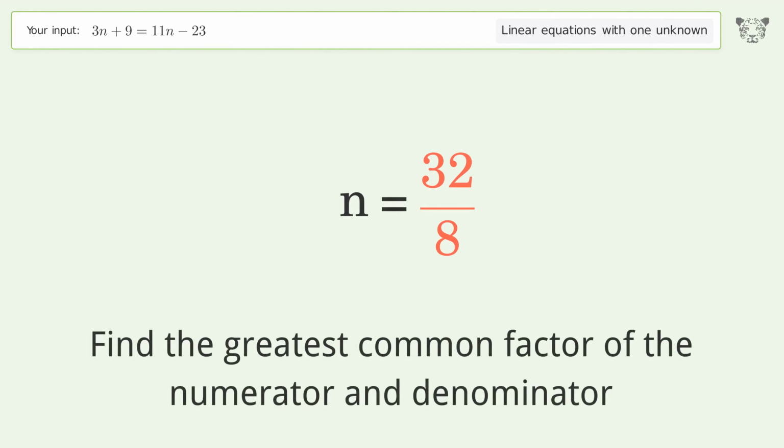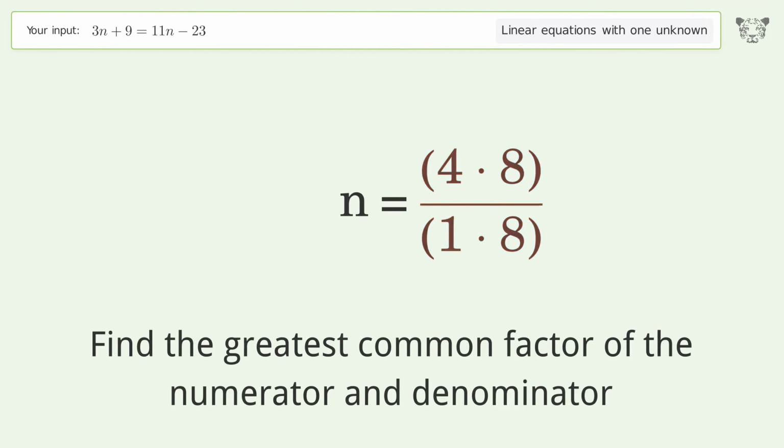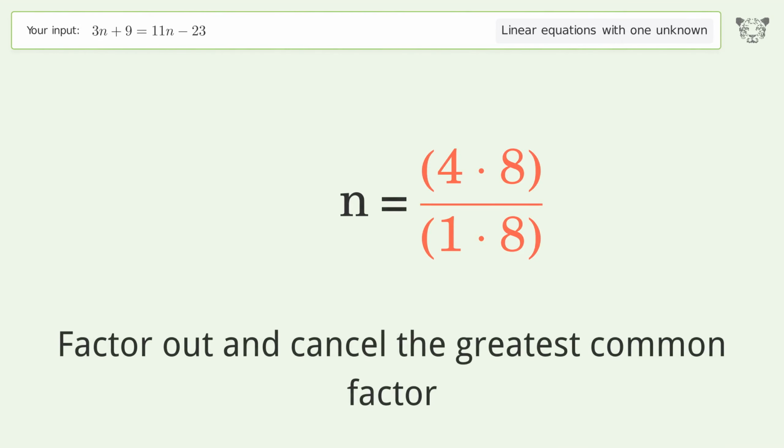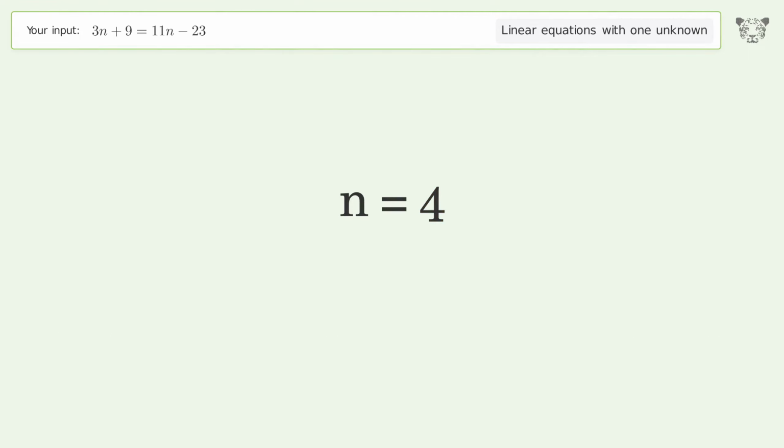Find the greatest common factor of the numerator and denominator. Factor out and cancel the greatest common factor. And so the final result is n equals 4.